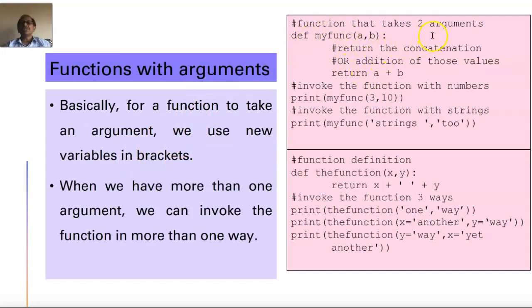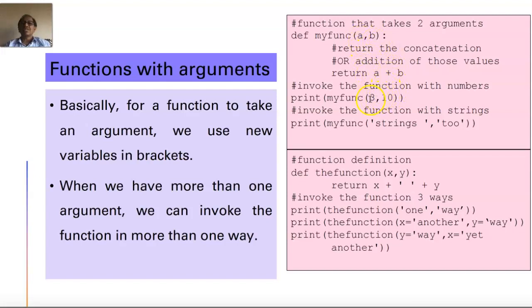Here is a function with two arguments, def myfunc, with a and b inside the parenthesis. a is an argument, b is another argument. Colon, return the concatenation of the two arguments. Return a plus b. Print myfunc. Invoking now. I am invoking the function. How am I invoking? Print myfunc 3 and 10 as the values. That is, 3 is assigned to a, 10 is assigned to b.